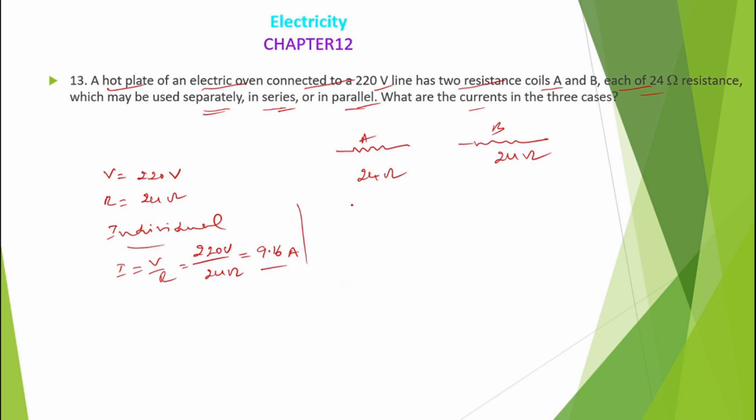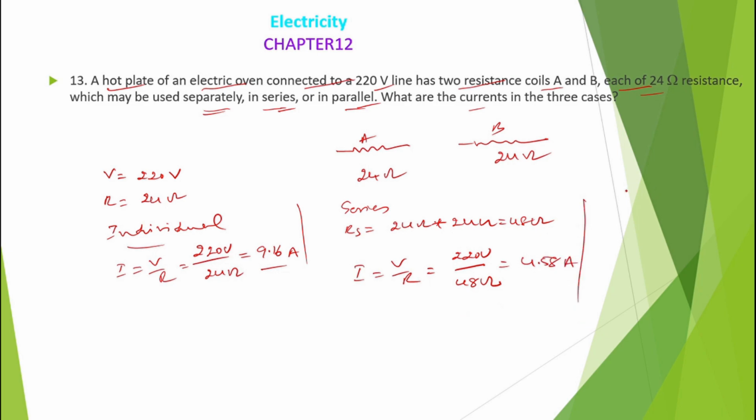This is individual. What about series? Series, that means resistance you will get 24 ohm plus 24 ohm, which is equal to 48 ohm. Now I we have to calculate. I is equal to V by R. V is 220 volt and R is, we got 48 ohm. So if we simplify this, you will get 4.58 amp. This is series. Now parallel.